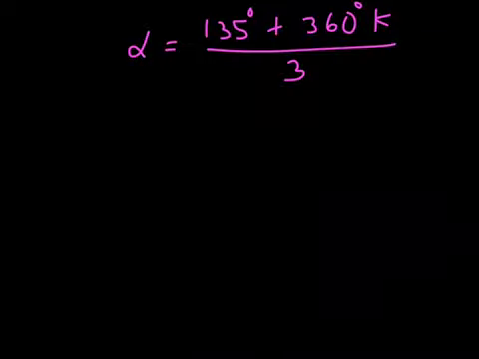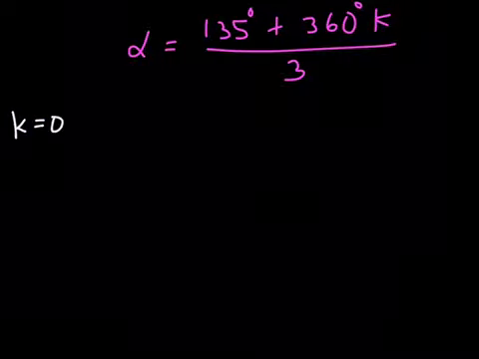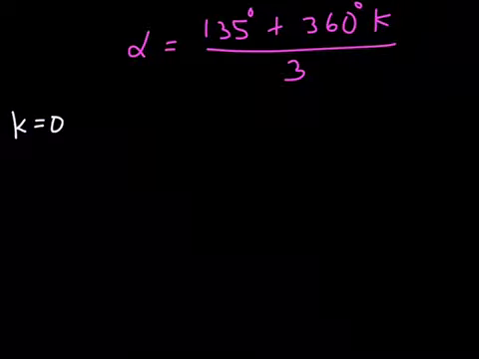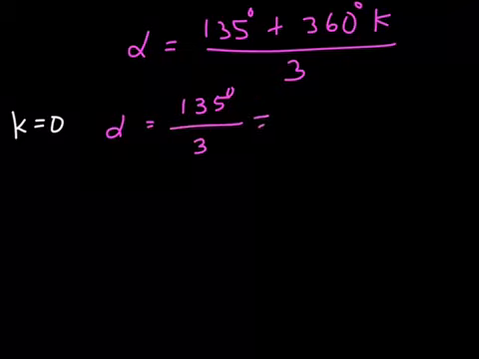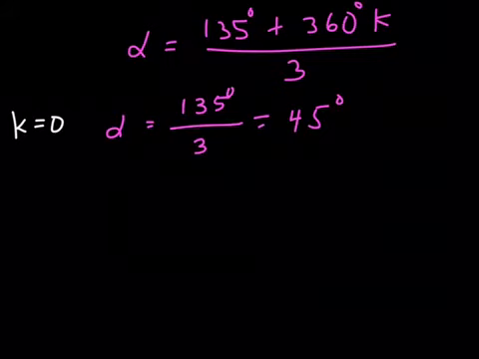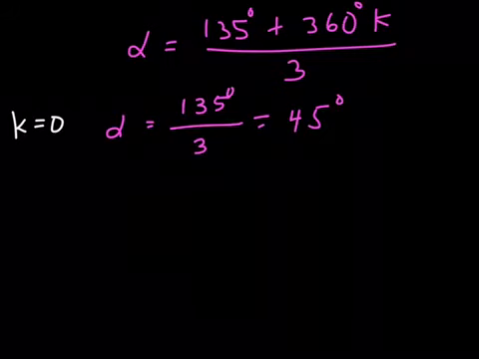The first thing I would like you to consider is let k be 0. What do you get? Alpha would be equal to, well, if k is 0, 360 degrees times 0 is just 0, so that's gone. So you're just left with 135 degrees divided by 3, which is equal to 45 degrees. So there's one argument for your cube roots.